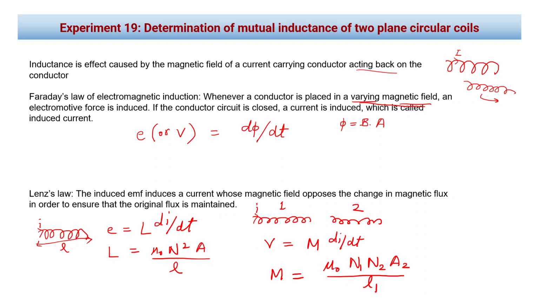So we flow current in coil 1, and due to this flowing current there is a magnetic field around it. Because of that magnetic field, EMF gets generated in the second coil. That is what we call mutual inductance. The formula consists of the number of turns in coil 1, N1, the number of turns in coil 2, N2, the area of coil 2, and the length that depends on coil 1. So this is the formula.